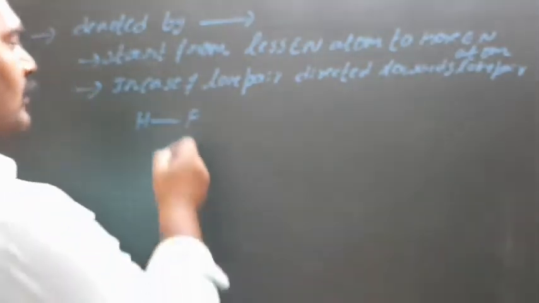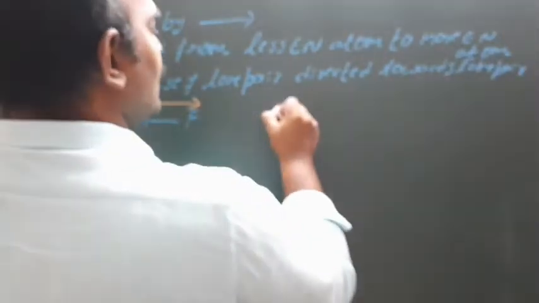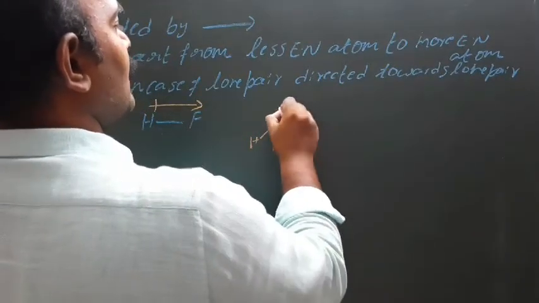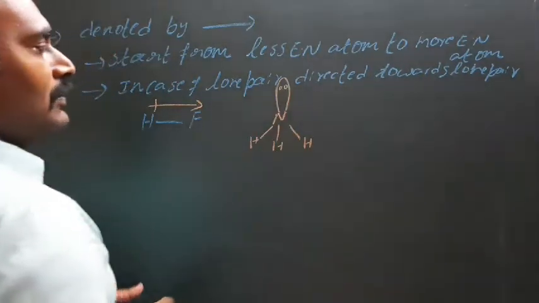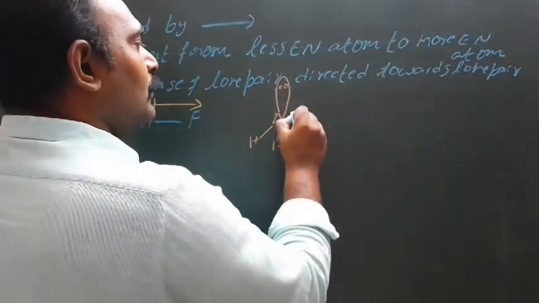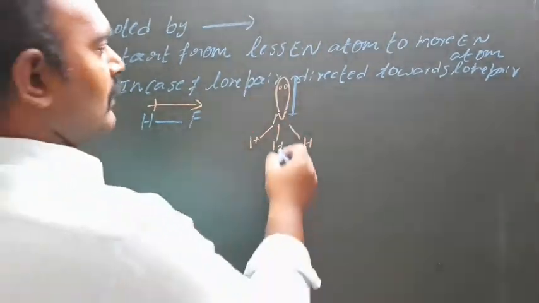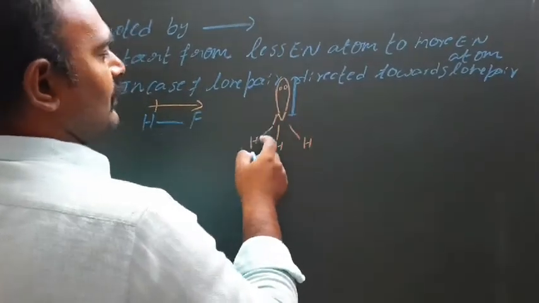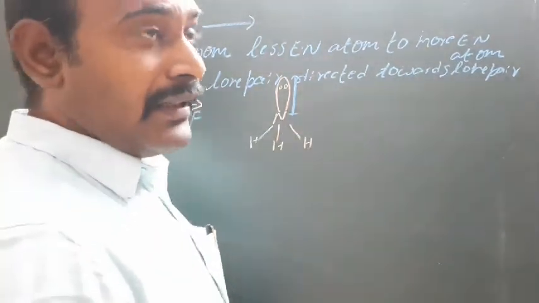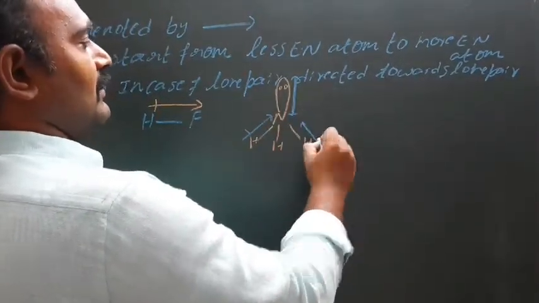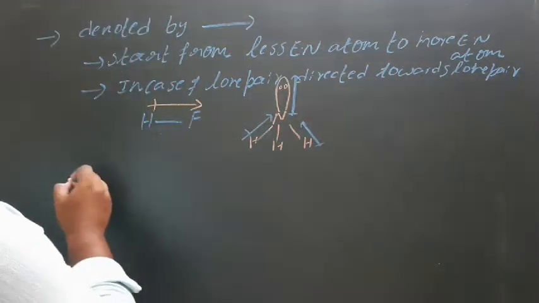Suppose you have hydrogen fluoride. Here fluorine is more electronegative than hydrogen, so the dipole moment arrow goes from hydrogen to fluorine. Coming to ammonia, there are 3 bond pairs with 3 hydrogen atoms and 1 lone pair, which are electrons not involved in bonding. In this case, the dipole moment is directed towards the lone pair. Nitrogen is more electronegative than hydrogen, so the dipole moment is towards the nitrogen. Here also towards the nitrogen. Is it clear?